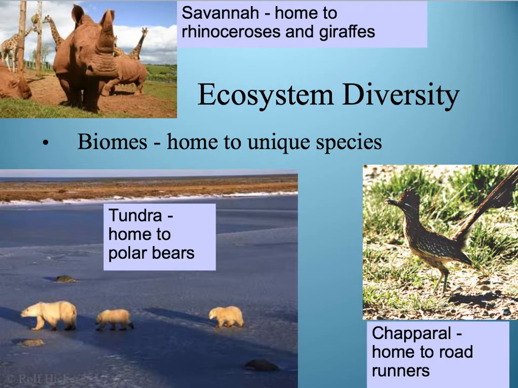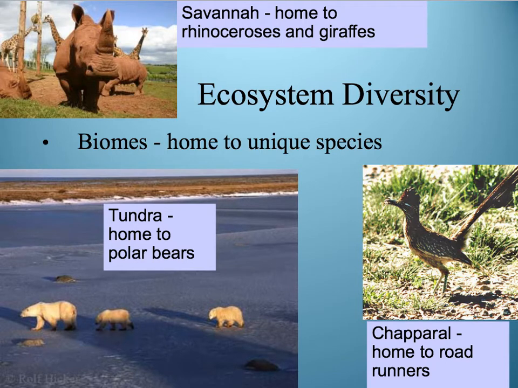And then we've talked about this one, ecosystem diversity. So biomes are home to many different unique species. We know here that polar bears in the tundra are not going to be able to survive in a place like the savanna that's more appropriate for things like rhinoceros and giraffes. And the chaparral here is home to the roadrunner, where the roadrunner we know couldn't survive here in the tundra or up here in the savanna. So because of our ecosystem diversity, we're able to support a much greater number of species and a much greater number of the genetics within that species.